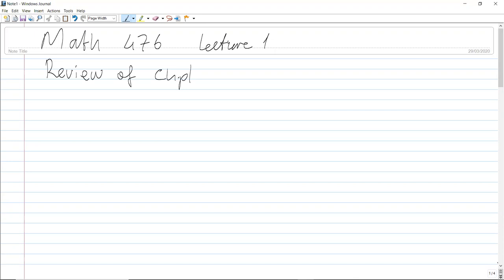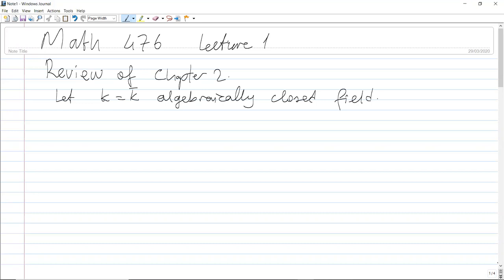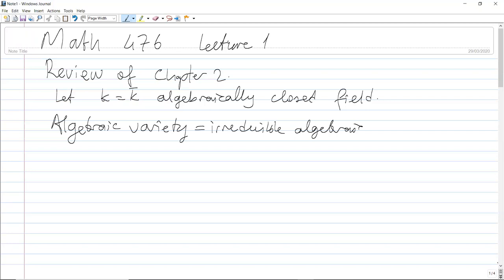Okay, let's remember. Let's write like this. Let K be an algebraically closed field, always. And an algebraic variety, remember, an algebraic variety is an irreducible algebraic set in the affine n-space.